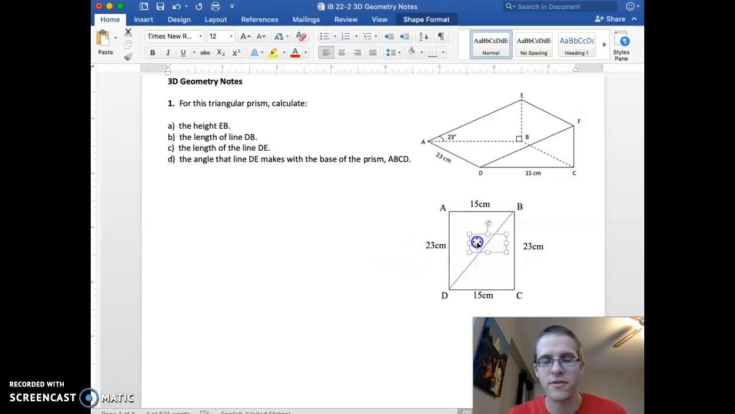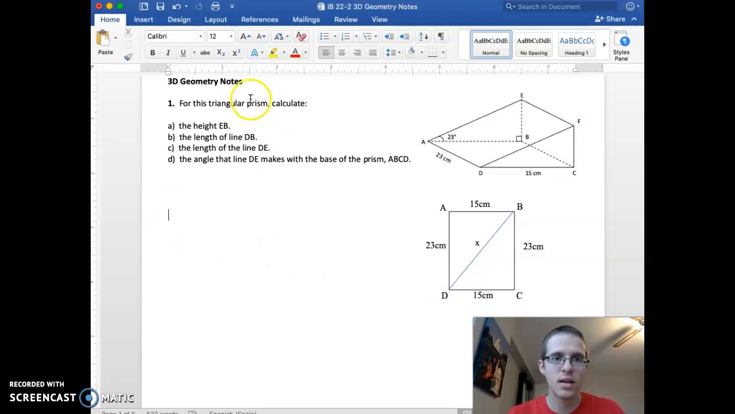That's the value we want to find. A rectangle has all 4 angles as right angles, so I have 2 right triangles here. Length 15, 23, and we want to find the hypotenuse. Because this is a right triangle, we can use the Pythagorean theorem.